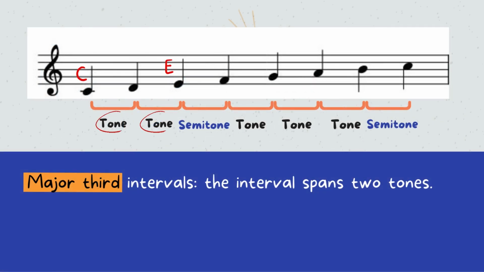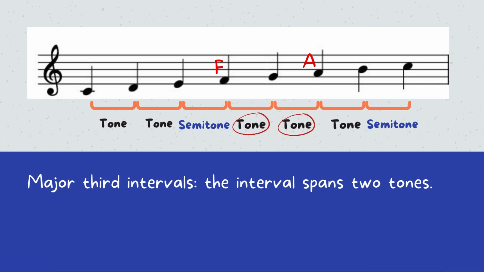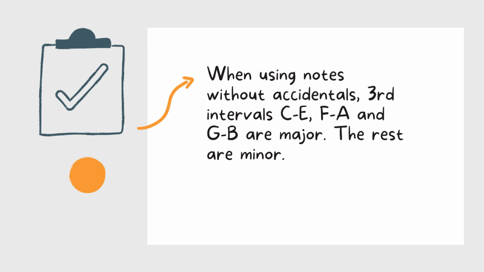A major third interval means that it spans 2 tones. Look at the example. Between C and E there are 2 tones. The same applies to the interval between F and A. All in all, when using notes without accidentals, the third intervals C-E, F-A and G-B are major. The rest are minor.